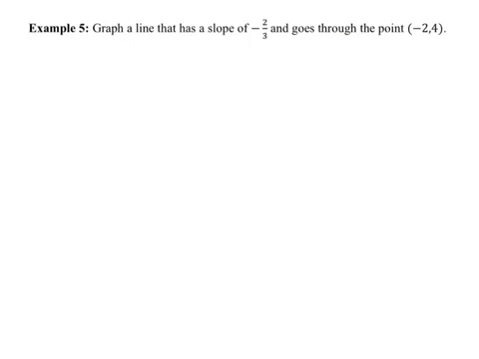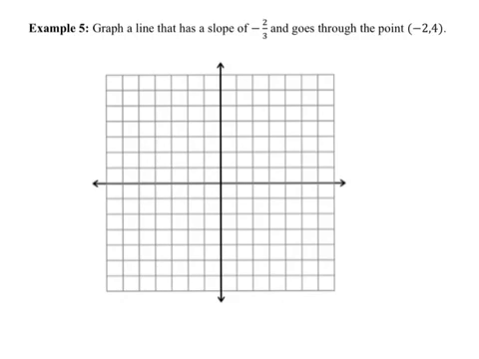Example 5 says to graph a line that has a slope of negative 2/3 and goes through the point negative 2, 4. So let's go ahead and take a look at our axes here. Start by labeling. There's our x-axis, there's our y-axis. It looks like I'm going to only go to negative 2, 4, so I can go by ones. So if I just put a simple 1 here and a 1 here, I'll know that I'm going by ones on both axes. So negative 2, 4 is the point right here at that intersection.